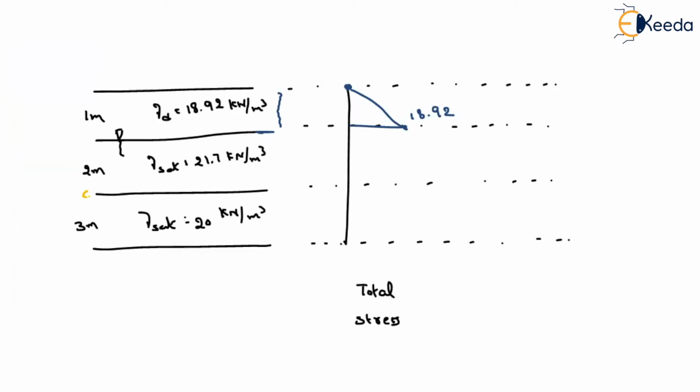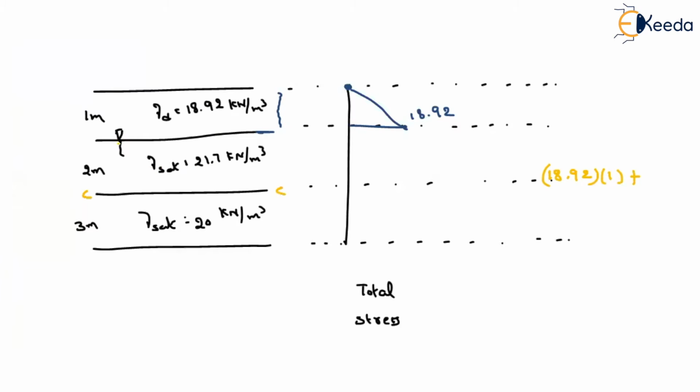Let us say this is the layer CC. Along the layer CC, what is the stress? Again, imagine that you kept your hand at CC, and how much weight will you feel? As you have two different layers, you will feel weight due to this, and also weight due to this. Right? Now, what is the total stress then? Because of this, what is the stress? 18.92 into 1, plus, because of this second layer, how much stress will you feel?